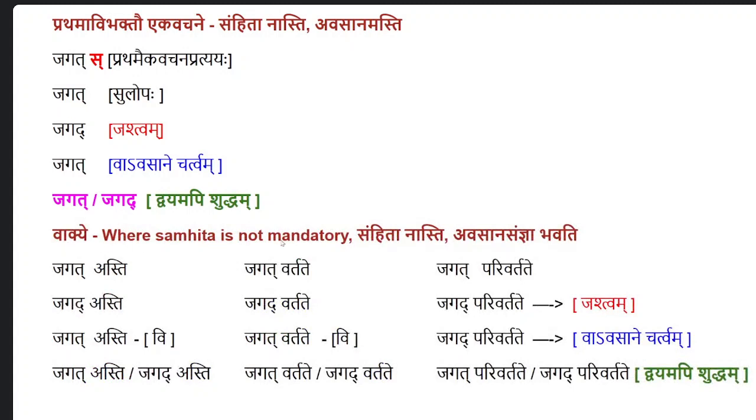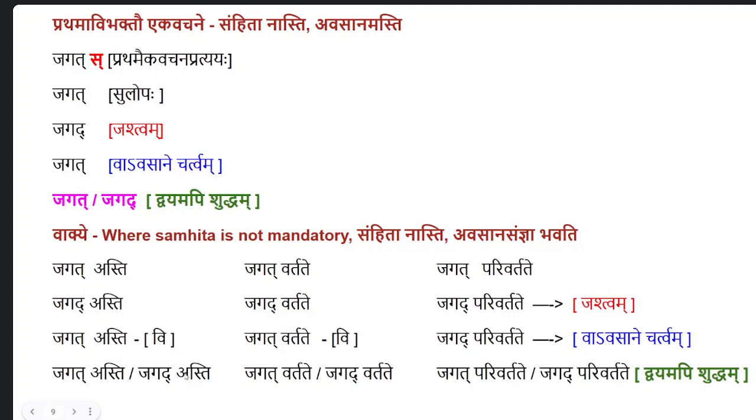And now if you look at a vakya, say for example, Jagat asti. Here also, Jagat becomes Jagad asti. See, I am pausing. Why am I pausing? Because there is no samhita. We have decided not to make the sandhi here. There is no samhita. Samhita nasti chet what? Avasanam bhavati. That means there is a pause. So Jagat asti becomes Jagad asti. And because there is a pause and because of vavasane chartvam, vikalpena, it becomes Jagat asti.